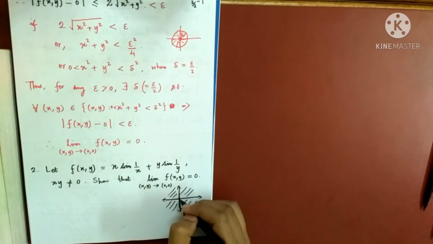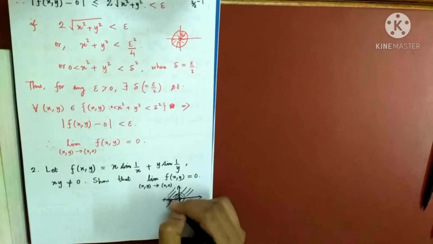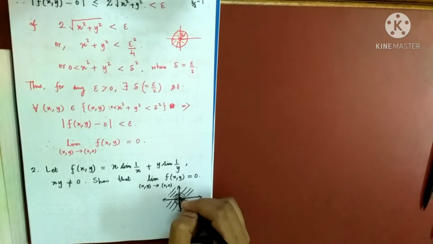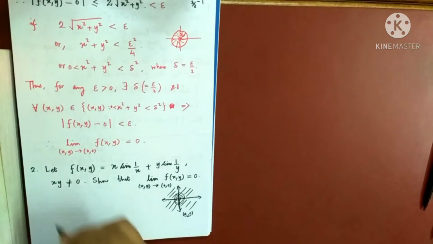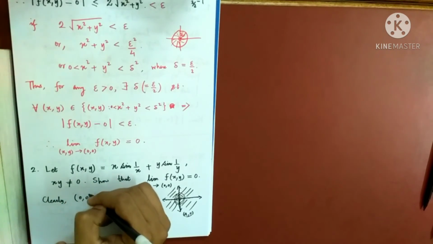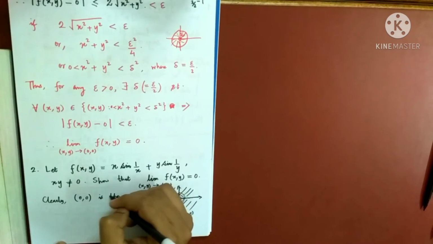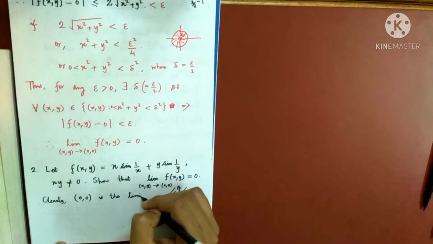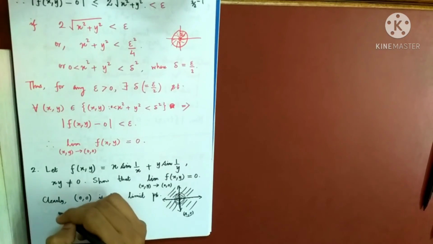Why is it the limit point? Because you take any neighborhood of 0, 0, that will intersect these quadrants other than these lines. Like this line will also be there, but they will intersect at other points also, right? So again I'll write here clearly: 0, 0 is the limit point of the domain of the function.